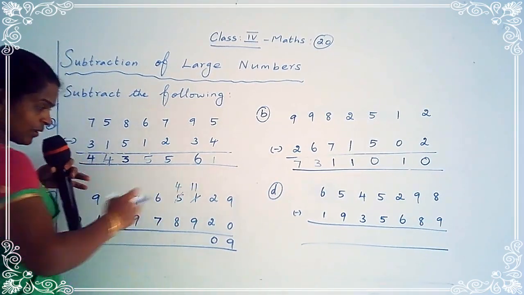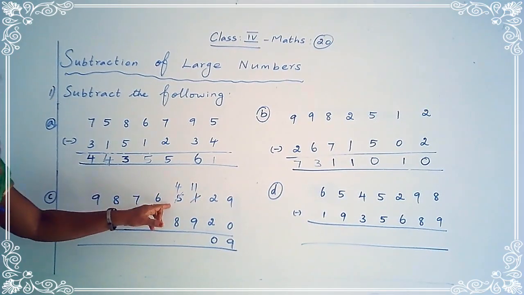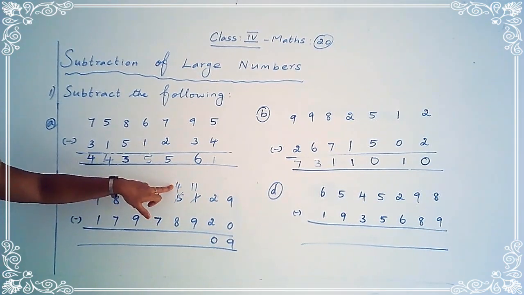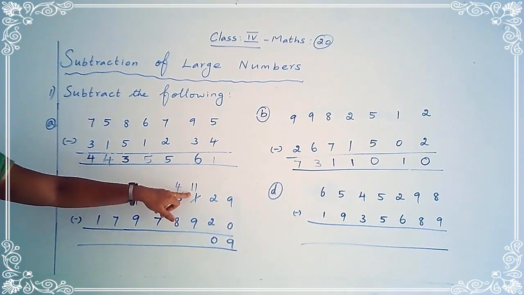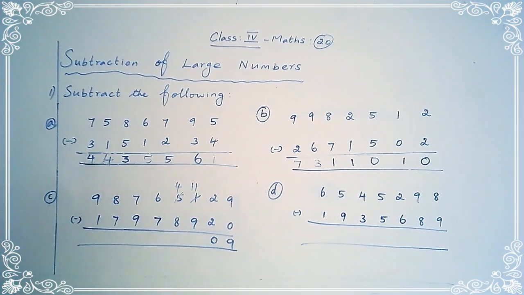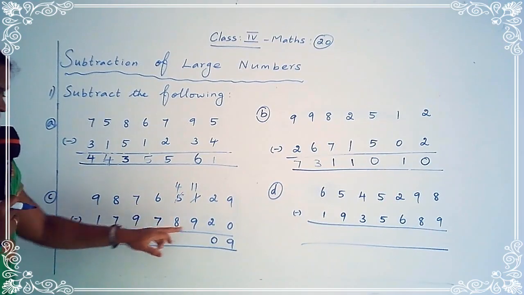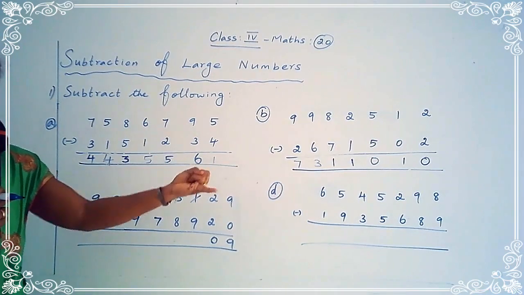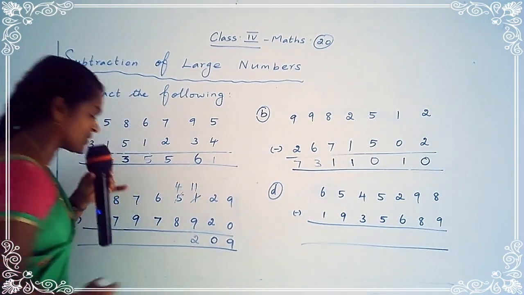So 11. Understood? We cannot subtract 9 from 1, so we borrow from the next place. There is 5 there; when 1 goes from 5 it becomes 4. Since there was already 1 here, adding 1 makes it 11. Now you subtract 11 minus 9. Take 9 in your mind, after 9 comes 10, 11. So how much? 2. So 11 minus 9 is equal to 2.